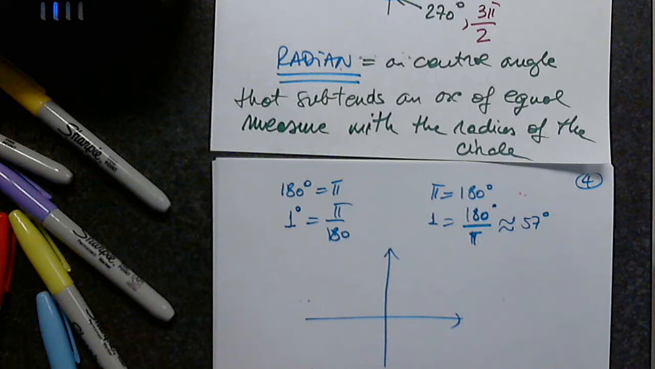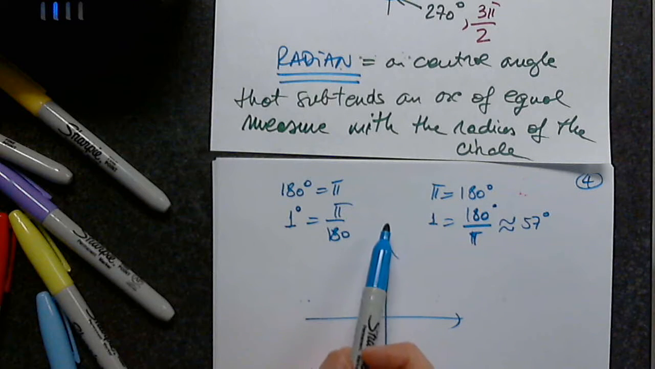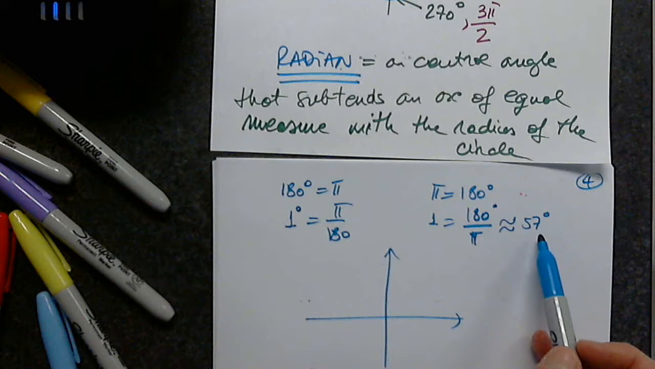Yes? So the first equation is degrees to radians, right? Pi over 180. So 1 degree is pi over 180. That's the answer for 1 degree into radians. And this one, 180 over pi, will be 57 degrees.